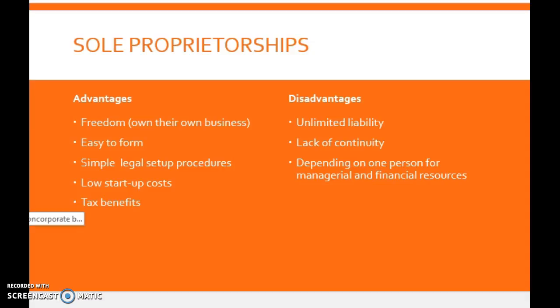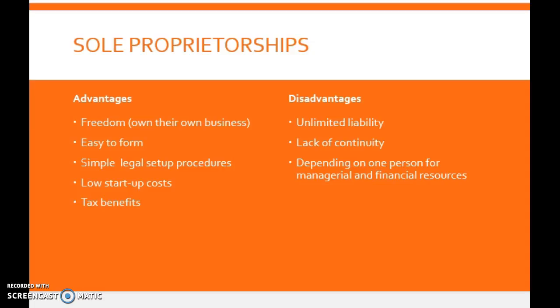Now let's discuss the first type of non-corporate business, a sole proprietorship. The sole proprietorship is owned and generally operated by one person. Advantages of this type of business are freedom, ease of formation, simple legal setup procedures, low startup costs, and tax benefits. A sole proprietor can cut their taxes by deducting business losses from income earned from personal sources other than the business. Disadvantages include unlimited liability, lack of continuity, and dependence on one person for managerial and financial resources.